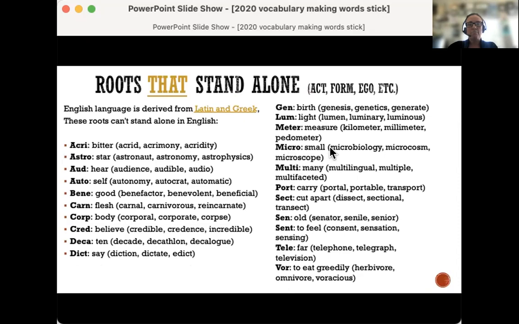Same with micro. Microbiology, what does micro mean? It means small. Biology, the study of living things, right? So these types of meaning parts are super, super helpful. Like herbivore. What does vor mean? To eat greedily. Well, a herb is a plant. So vor is eating greedily, so eating plants greedily, basically. That vor root is very, very helpful.